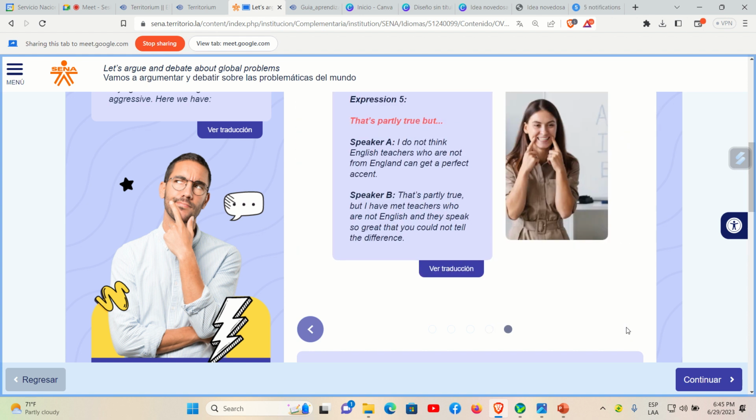That's partly true, but siempre está ese but, ¿no? I do not think English teachers who are not from England can get a perfect accent. Speaker B: That's partly true, but I have met teachers who are not English and they speak so great that you could not tell the difference. Okay.